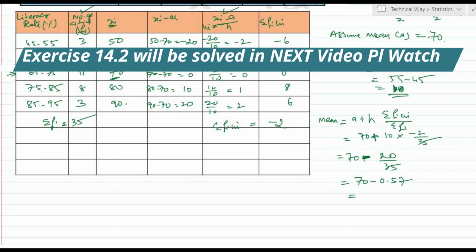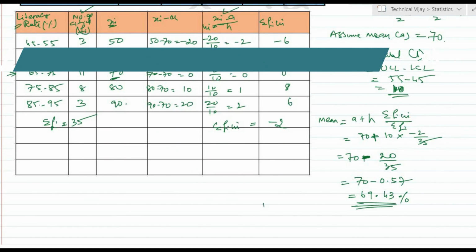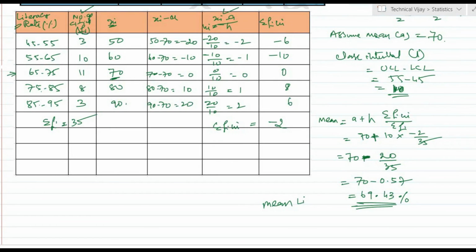Which is equal to 69.43. This is a percentage because here it is the literacy rate. So the mean literacy rate is equal to 69.43%. Okay, thank you.